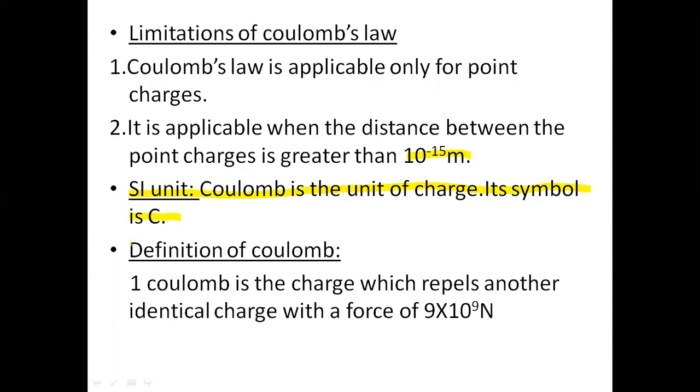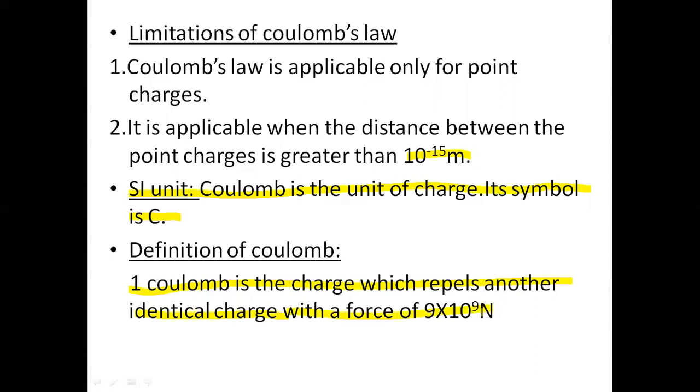So now, the definition of Coulomb. How do we define Coulomb? 1 Coulomb is the charge which repels another identical charge. So it will repel the identical charge. Why does it repel? Because 2 like charges always, obviously, will repel. So 1 Coulomb is the charge which is required to repel another identical charge with the force of 9 into 10 raised to 9 Newton.